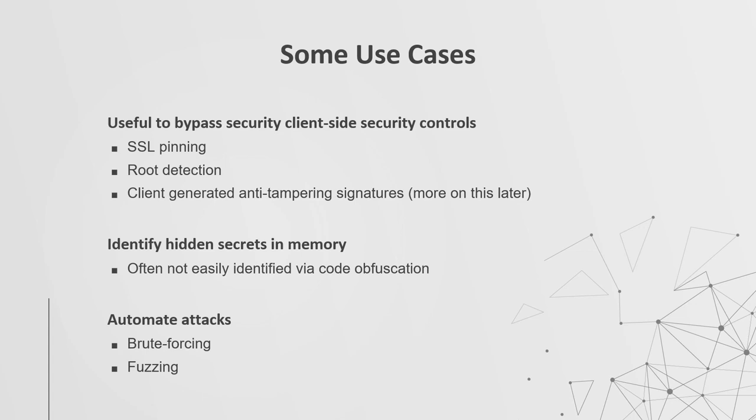It can also be used to identify hidden secrets. There have been multiple instances where Frida has helped me to find sensitive credentials in memory, which would otherwise be really hard to find in heavily obfuscated source code. Other types of use cases include automating attacks such as brute forcing and fuzzing.